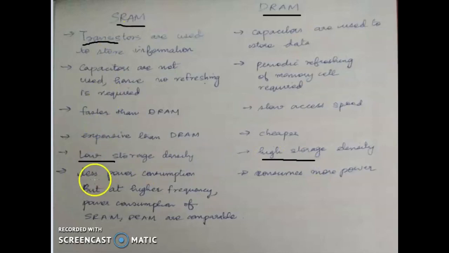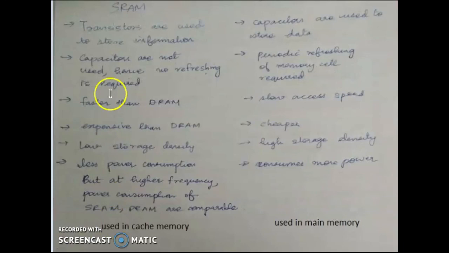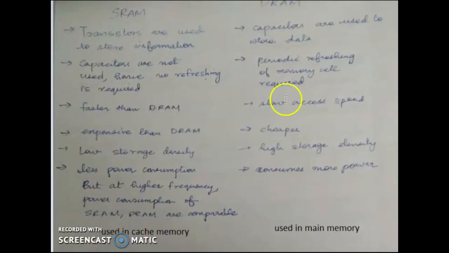Next, SRAM usually has lower power consumption compared to DRAM, but at higher frequency the power consumption of both SRAM and DRAM is comparable. So if you are asked to write the advantages and disadvantages of DRAM, you can write these points. Since SRAM is faster, it is used in cache memory, and since DRAM has a high storage density, it is used as main memory. So that's all about DRAM.